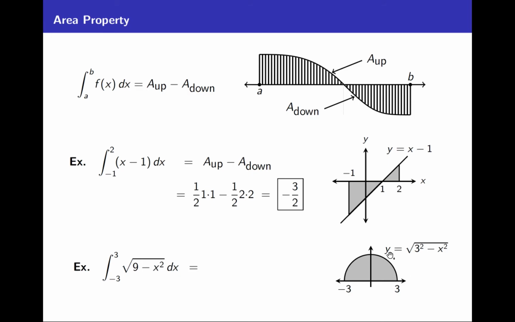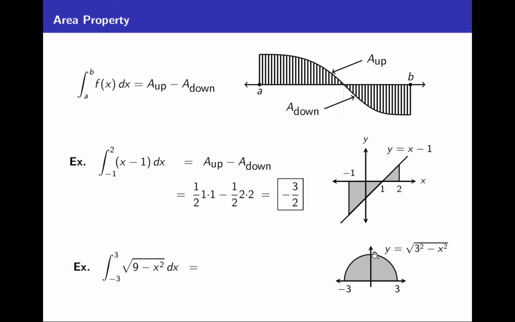And if you're wondering where that comes from, if you square both sides of this, you get y squared equals 3 squared minus x squared. That's x squared plus y squared equals 3 squared. That's the equation of a circle of radius 3. But since we only have the positive square root here, we just get the top part of it. Well, that's all A up. There's no A down. So this definite integral would just be A up minus 0 for A down.